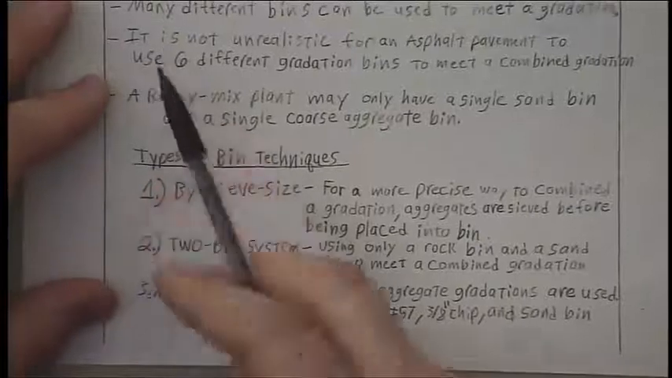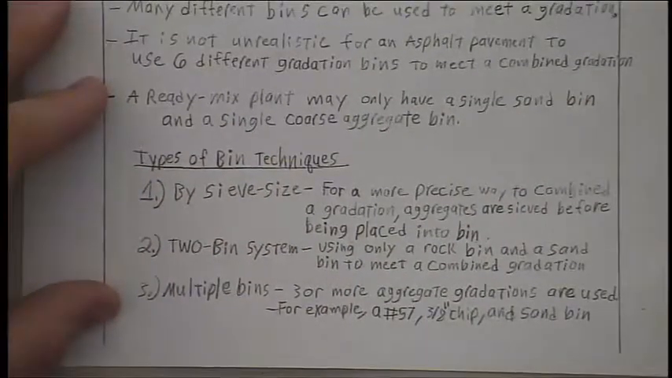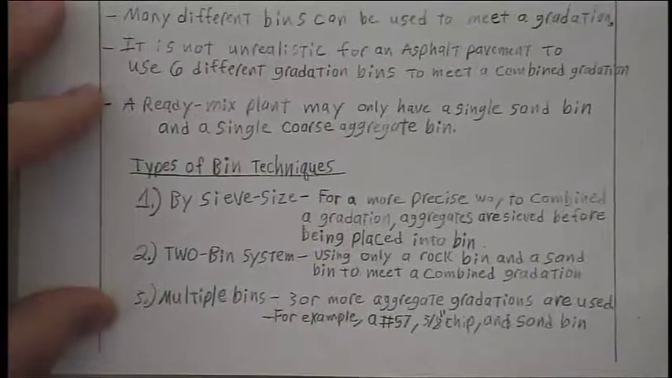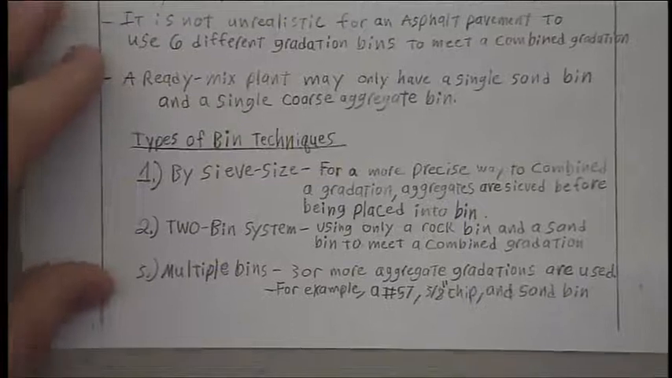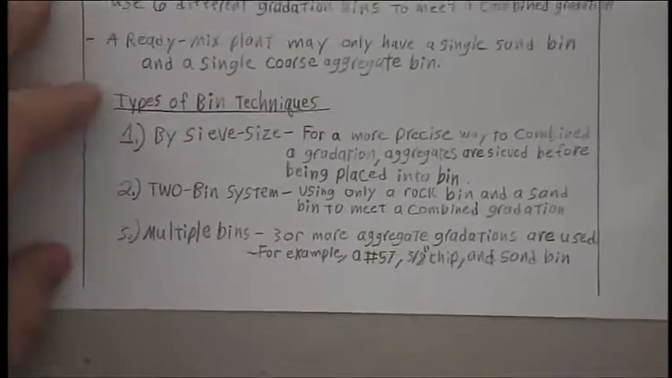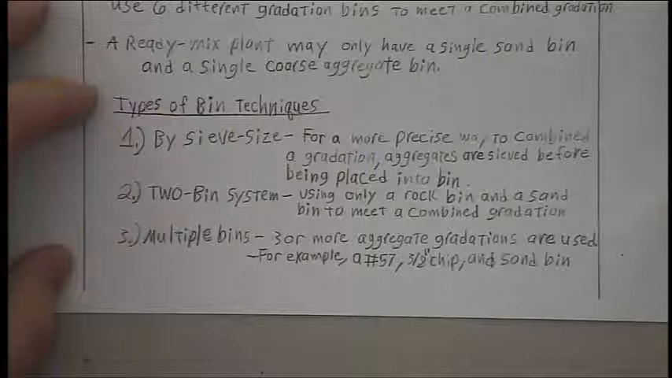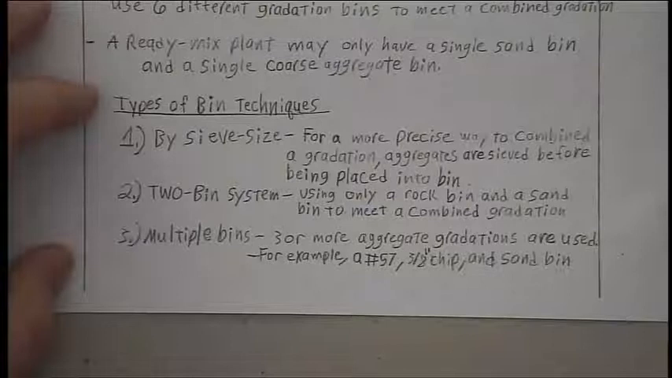So the bins that hold all these gradations, you can actually go and get completely different gradations to meet a combined gradation. Like a number 57 stone, a 3/8, and a sand source. That's been very typical, especially in concrete pavements lately. A lot of ready mix plants will actually use a single bin of sand and a single bin of coarse, and they'll combine them together and make concrete with it.